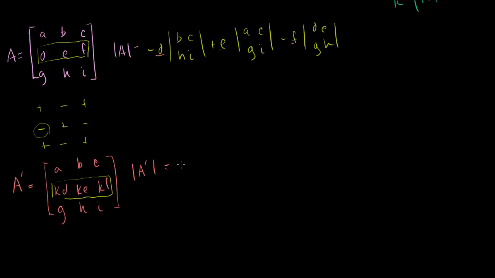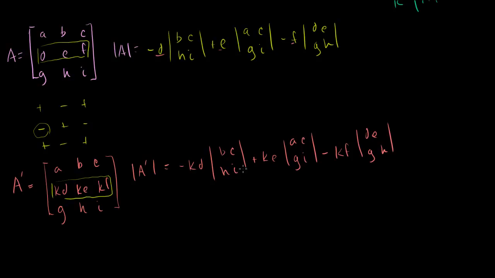multiplied by k. So it's going to be equal to minus kd times the determinant of the submatrix b, c, h, i. I'm not even going to look over here because it's going to be the same thing as that one up there, plus ke times the determinant of a, c, g, i, plus minus kf times the determinant of d, e, g, h. And what is this equal to? This is equal to, if you just factor out the k, k times this. So it's equal to k times the determinant of A. So our result also worked for the 3 by 3 case.